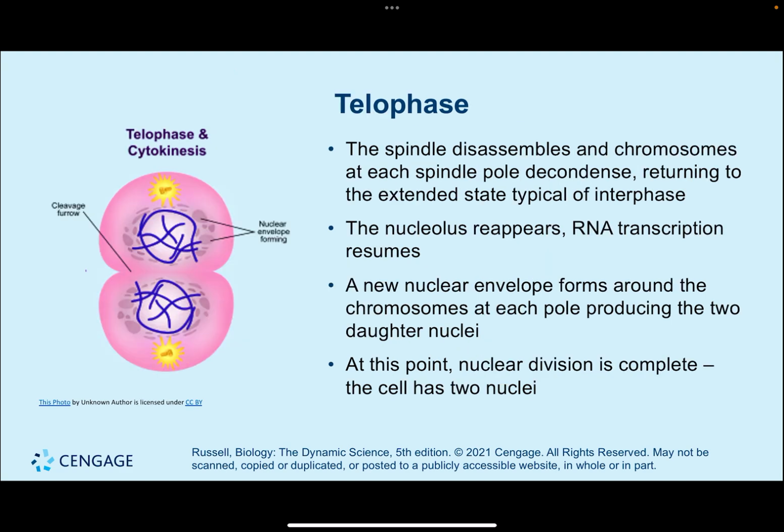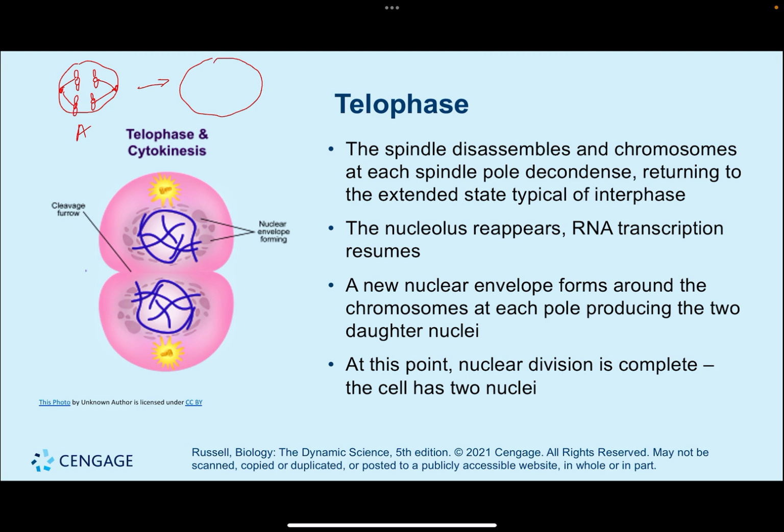After anaphase, we have telophase. So this is what our cell will look like at anaphase. We have the separated sister chromatids located at the opposite poles of our cell. So at telophase, this is what will happen.